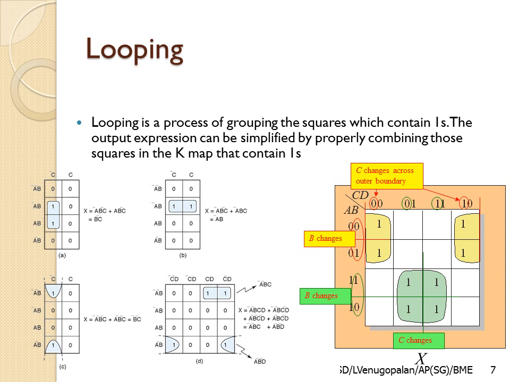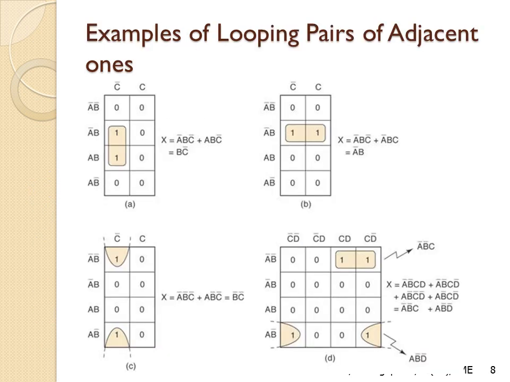So looping process, like I said, you can wrap around the edges and loop. It can be a grouping of two. For example, in the first figure A, you have 1 and 1 at this term, so this simplifies to B dash C and so on. So looping is something where you can't just use any terms to loop things together. You have to follow the rules.